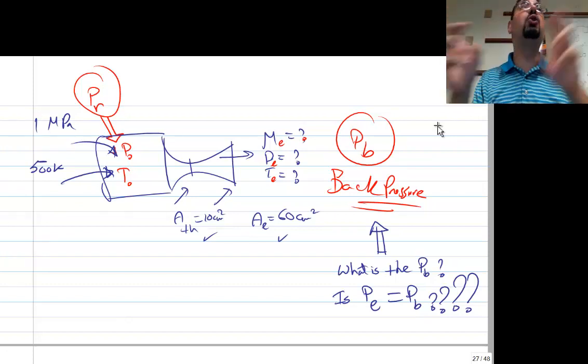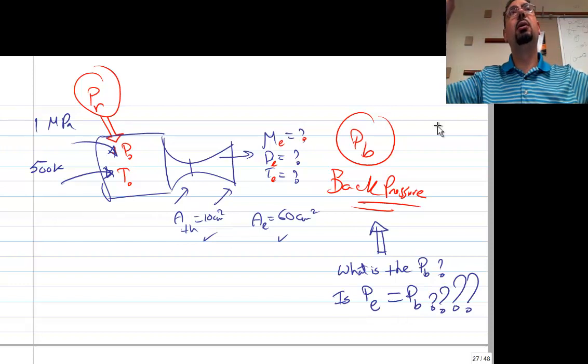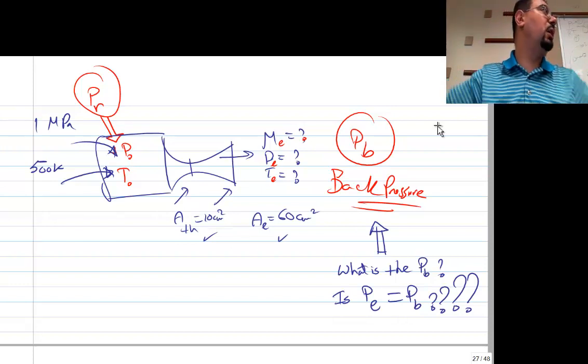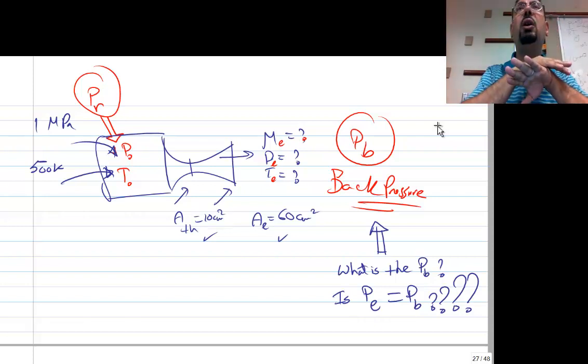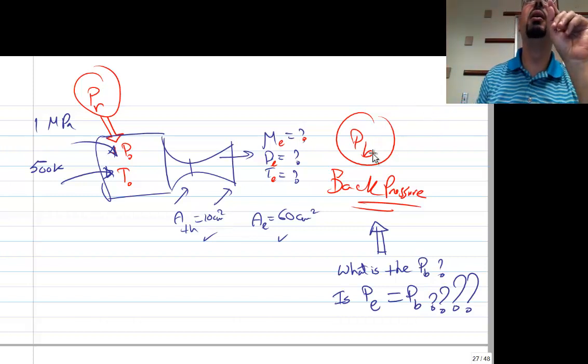So the relation between those two, for example, if P back equals P reservoir, 100 kilopascal, 100 kilopascal, what will happen? Zero flow everywhere, right? Pressure and temperature, P naught everywhere. And once we start dropping P back, interesting things will happen. The flow will start moving.